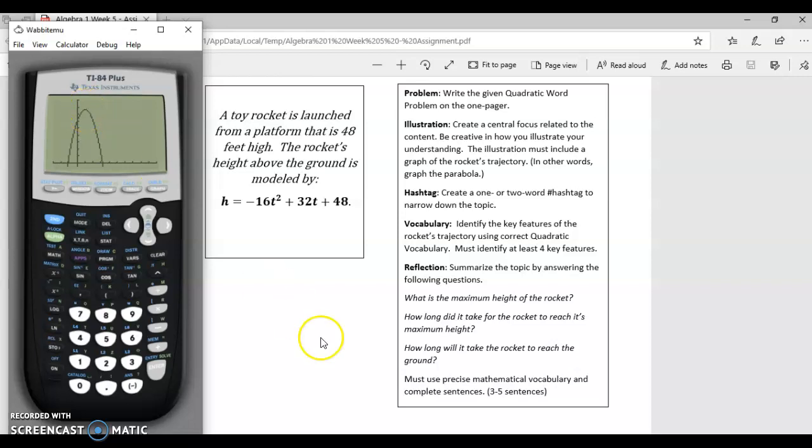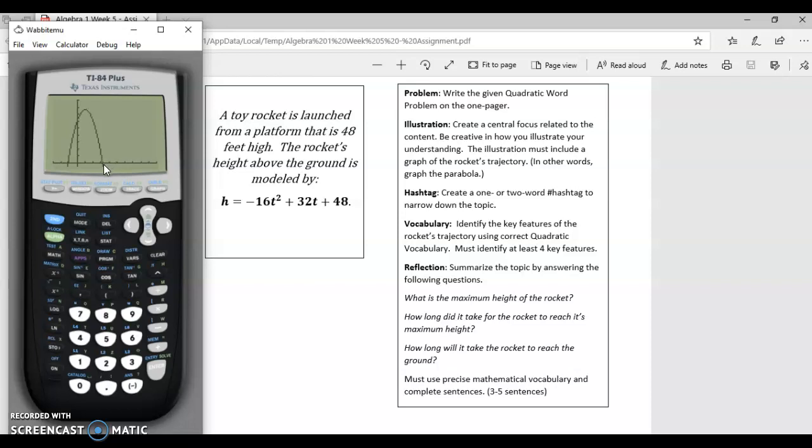The next question asks, how long will it take the rocket to reach the ground? The rocket was shot up, and it comes all the way down, and it hits the ground right here. I don't know what this point is. I can tell you that it's a little bit bigger than 3 seconds. So 1 tick mark, 2 tick marks, 3 tick marks, so that's 3 seconds. It's a little bit bigger than 3 seconds, and it's not even close to 4 seconds.